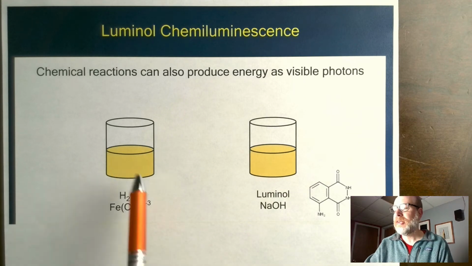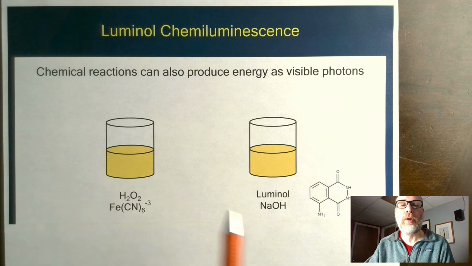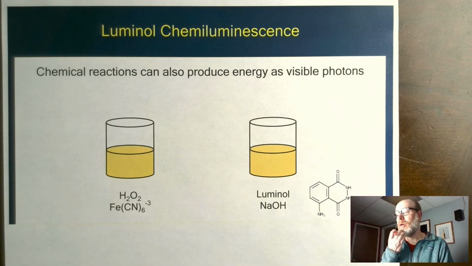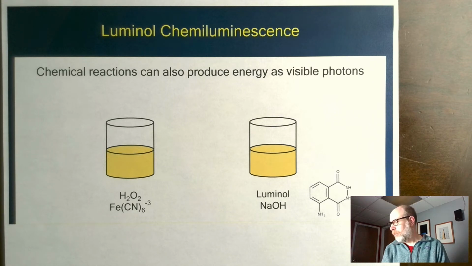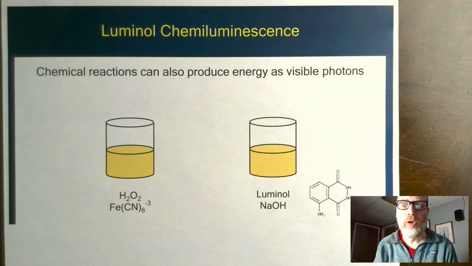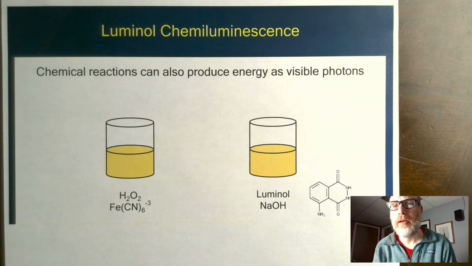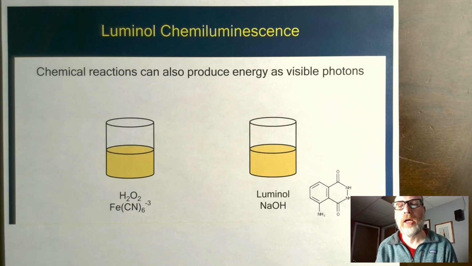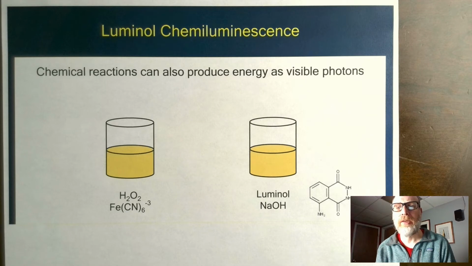The ferrocyanide peroxide mixture certainly is a bright yellow color, whereas the luminol and the sodium hydroxide is not. The luminol sodium hydroxide is just a dull brownish color at best. If you look at it, you say, "Oh boy, that doesn't look like clear, pure water."